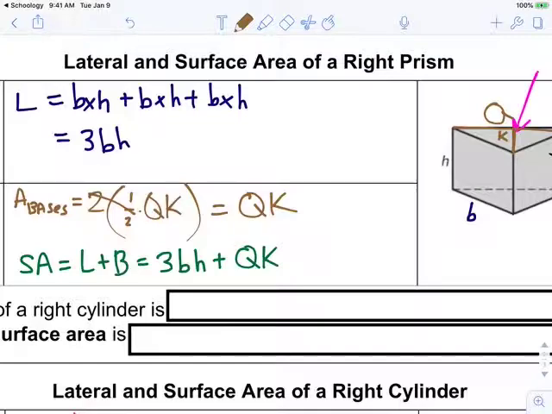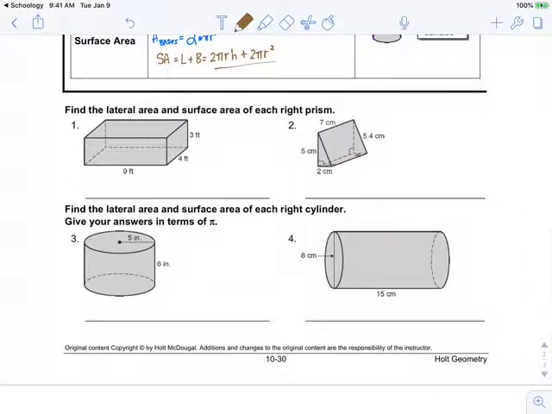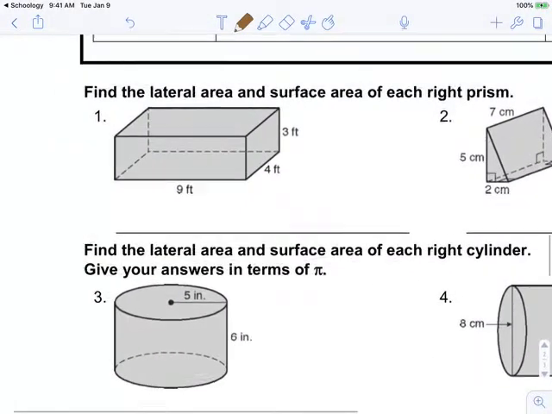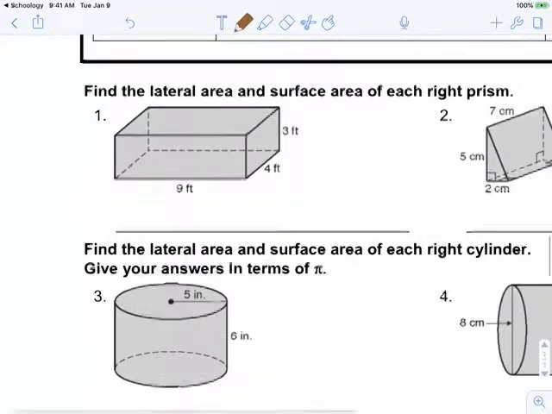Bottom, put it away. So now let's practice. Now let's practice with some real numbers.